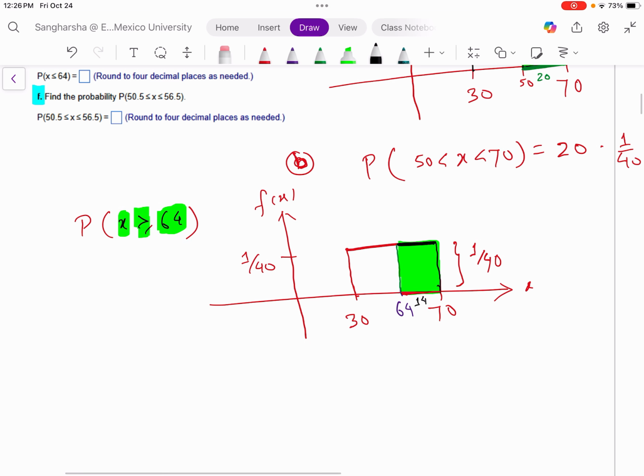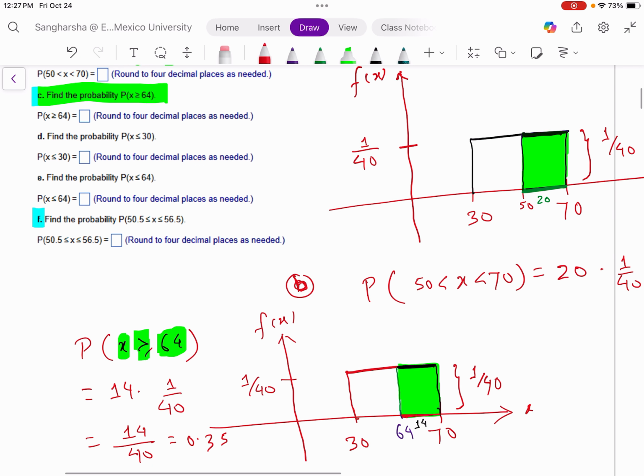So the probability that x is greater than or equal to 64 is the area of this rectangle, which is 14 times 1/40. That is 14 divided by 40, which equals 0.35. So 0.35 is the probability that x is greater than or equal to 64.